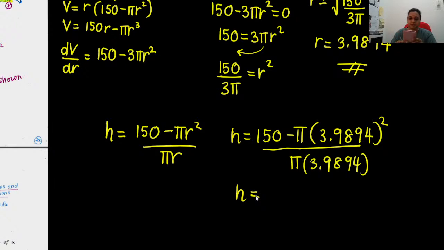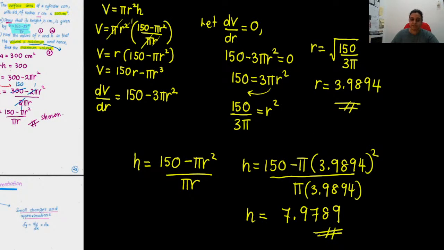So we key into the calculator and get h. 150 minus pi times 3.9894 squared, divided by pi times 3.9894. I'm getting 7.9789. Okay, correct. So this is h and r. H and r are done already. We already found the values.